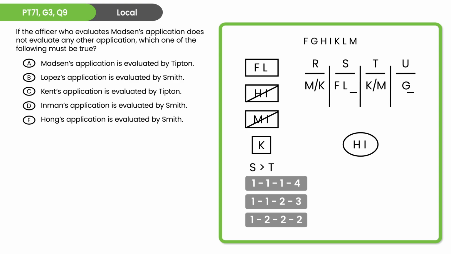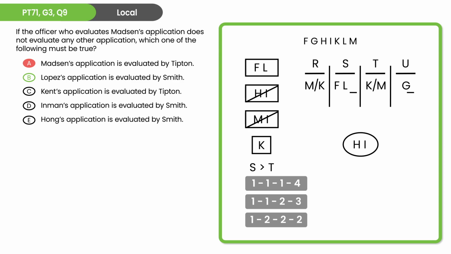So now we're looking for which one of the following must be true. A: M's application is evaluated by T. Things that are split options are things that could be true, not must be true. Right? We could put M into R instead. So get rid of A. Answer choice B says that L's application is evaluated by S. Well, yeah, that has to be true. Hold on to B. But let's just knock out the rest.